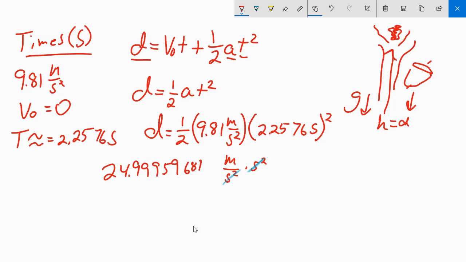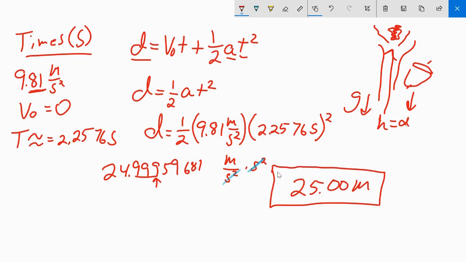Well, this is where our significant digits come in. What's our lowest number? Well, our times had 3 digits, but our acceleration of gravity only has 2, and this 9 definitely tells us to round up, so we come up with an answer of 25.00 meters. And that should be the height of the squirrel's nest whose squirrel is dropping acorns.